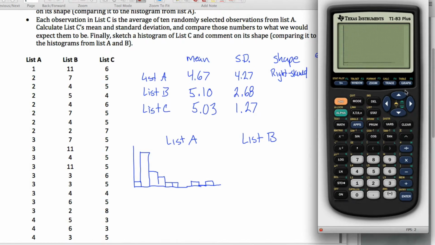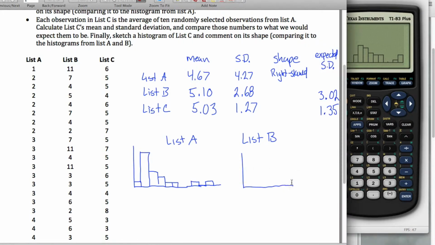Let's take a look at the graph. All right. Oh, you know what? I want to change the window. Since I have observations up to 11, I'm going to make my window go up to 12 so I can see those last ones. There they are. Let's try to draw that histogram.